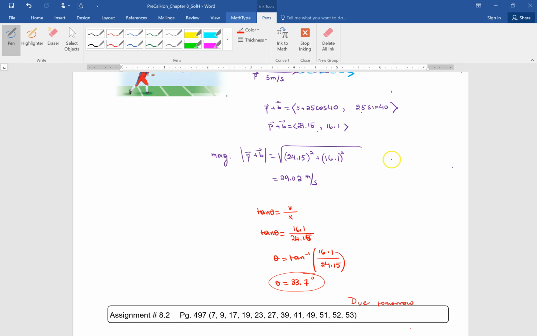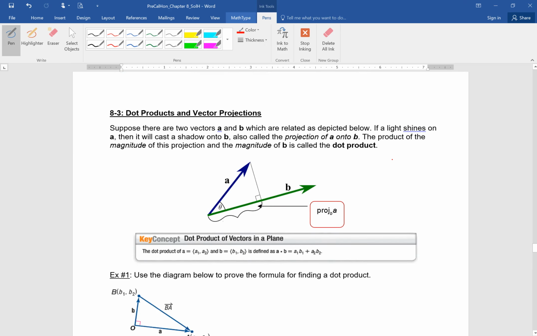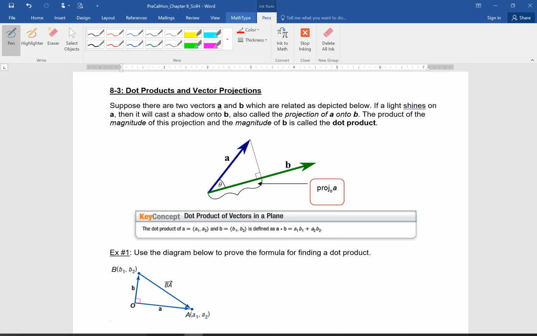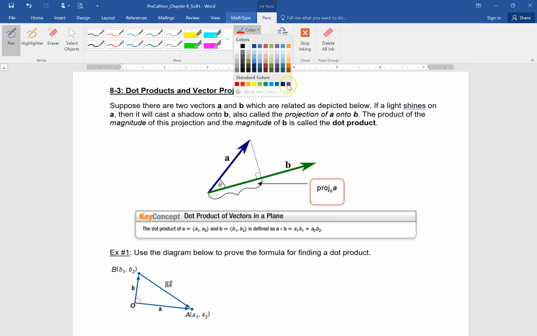Okay? All right, so let's move on to section 3. And here what we're going to talk about is dot products. So here's what a dot product is. Suppose you have two vectors, A and B, joined like this, the tail of A at the tail of B.